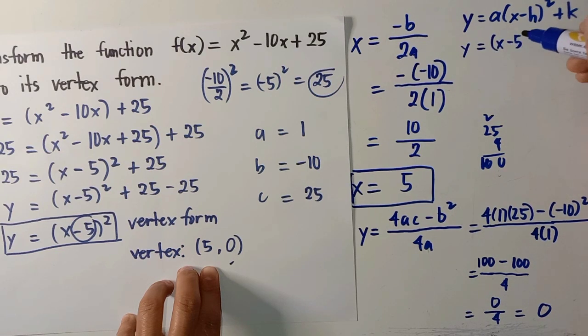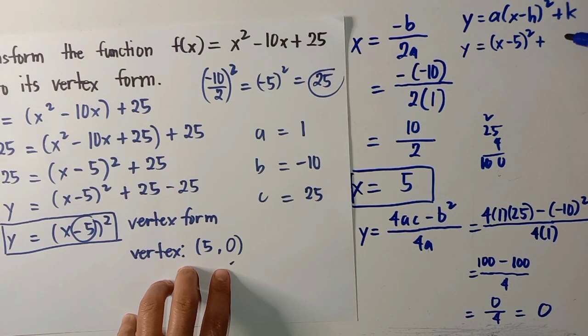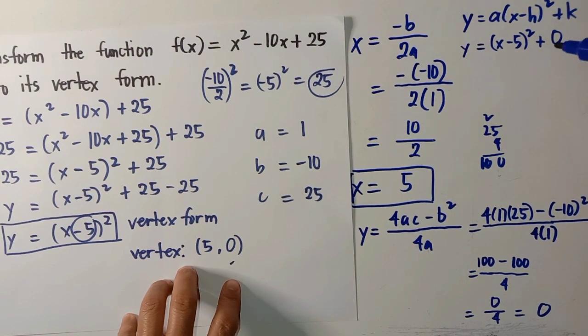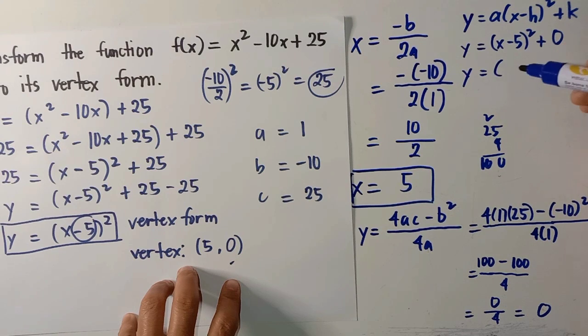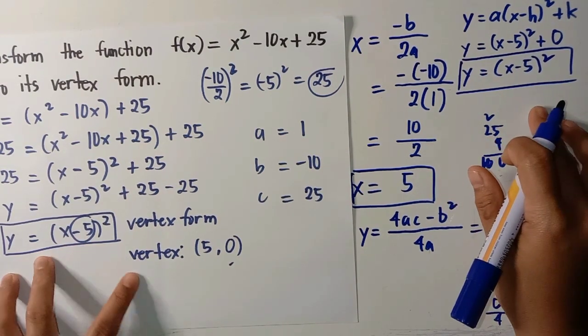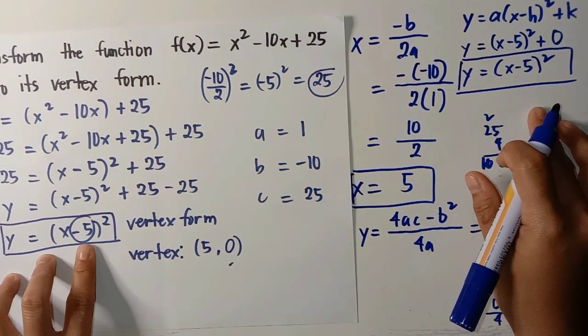X minus 5. Copy plus, and then the value of K is 0. So, since this is 0, whenever K is 0, there is no need to write it. Don't they have the same answer? This one and this one.